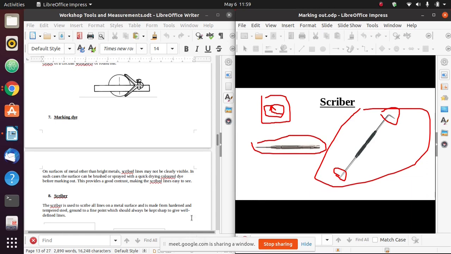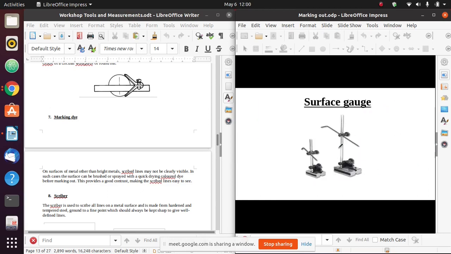You have to make sure that they are maintained as sharp, so that when you're scribing lines on the workpiece, they give you well-defined lines. The same way when you're doing your engineering drawing, you have to sharpen your pencils so that you can get well-defined lines. It's the same thing when you have to ensure that those scribers are sharpened. They have sharp edges.